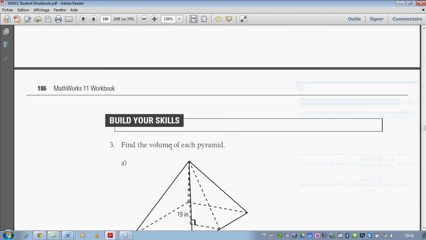Okay. At this point, you can pause the video and attempt the Build Your Skills questions on page 186.